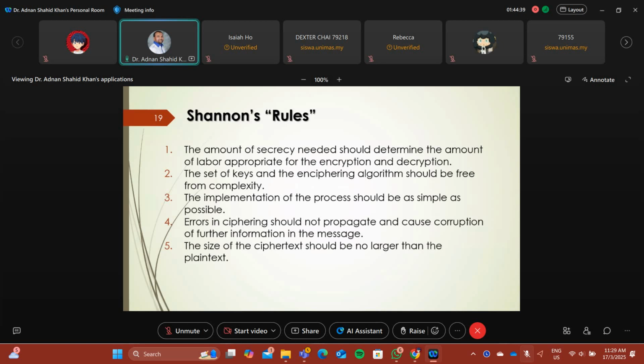Errors in ciphering should not propagate. Sometimes in the authentication request message, if we have some errors, they can go to the authentication response message, then the OTP, and then the whole authentication process. The error goes on and ends up causing corruption of further information in the message. The size of the ciphertext should not be larger than the plain text. That's why we have hash values, MD5, SHA-256. Whatever the input length, we get the same amount of ciphertext.